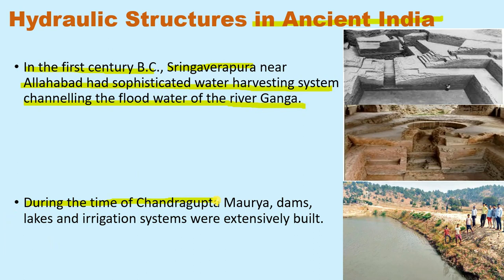During the time of Chandragupta Maurya, dams, lakes, and irrigation systems were extensively built. Here is one example of that period. This lake exists at present. As you can see, the people are wearing clothes of the present time, but the lake is from the ancient time.